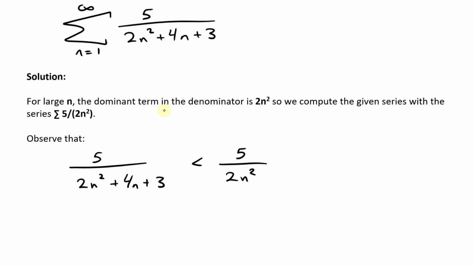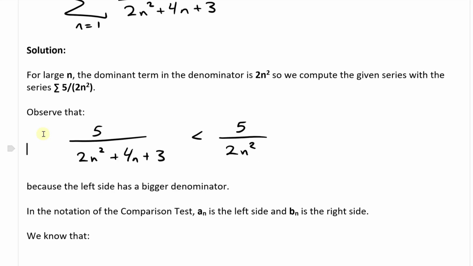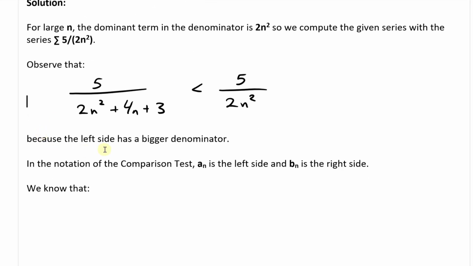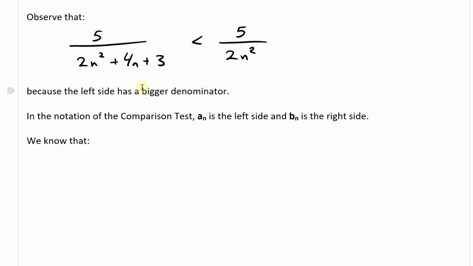You're just adding a number to the denominator. In other words, you're dividing by a larger number, so this is going to be less than this right here. It's less than because the left side has a bigger denominator, and when you have a bigger denominator, you're dividing by a bigger number to get a smaller number.